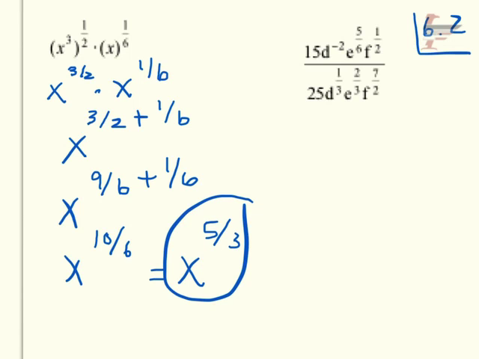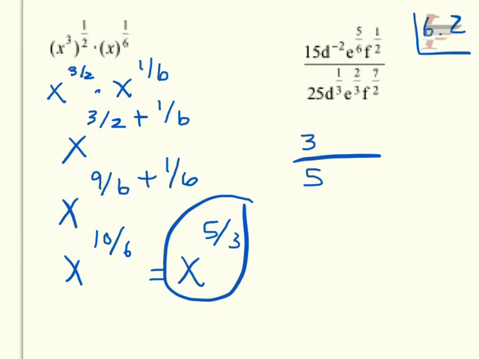Okay, the next one you have a whole lot of things. So you have d's, e's, and f's, so I can simplify those. And then 15/25, you just treat that like a fraction. So of course I can divide both of those by 5. So that's going to reduce to 3/5. And then I'll go to my d's.